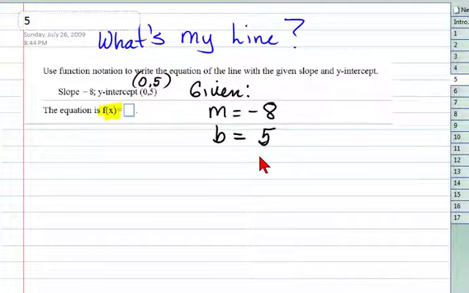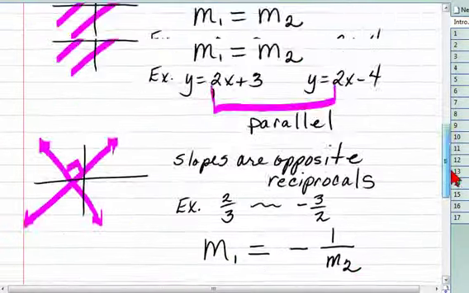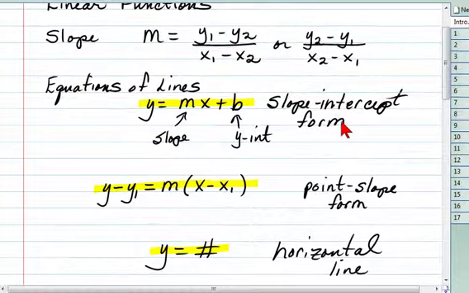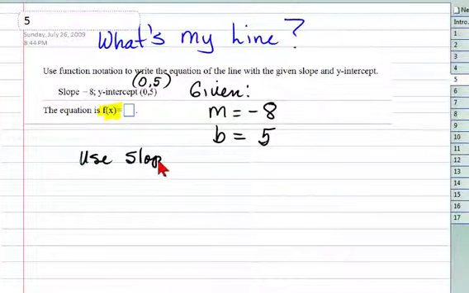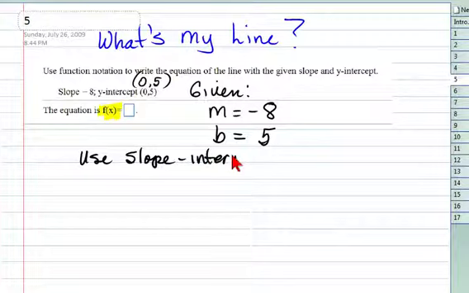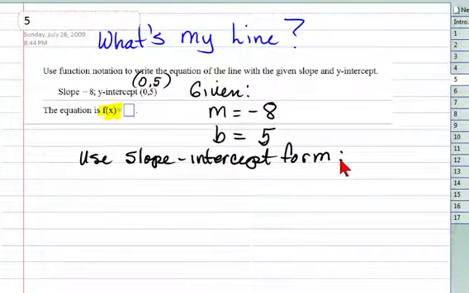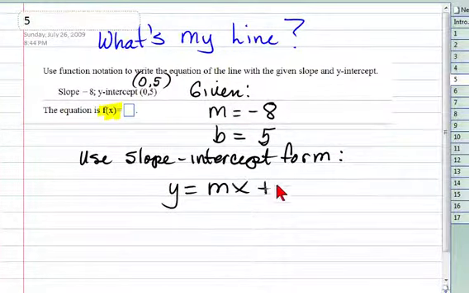Think about what you're given. You're given slope and an intercept. Back in the tools, do you have something that's called slope-intercept form? What you're given tells you what to use. If you're given slope and intercept, then use slope-intercept. So use slope-intercept form, and I'm going to write it down. It is y equals mx plus b.